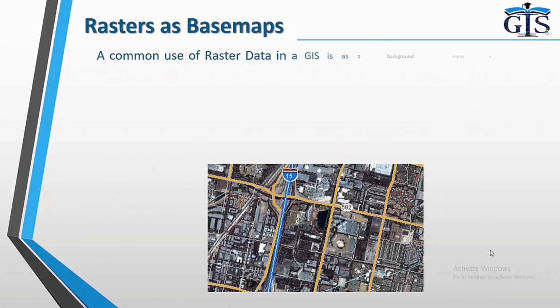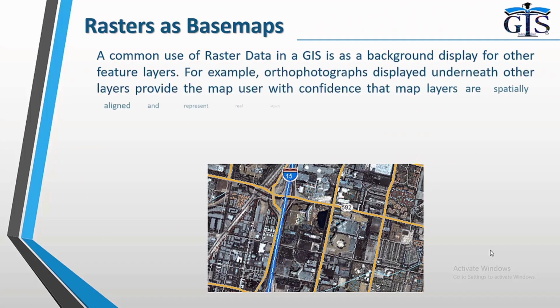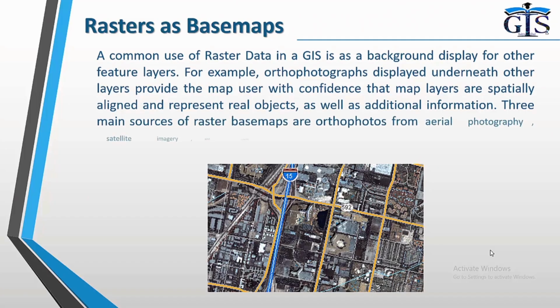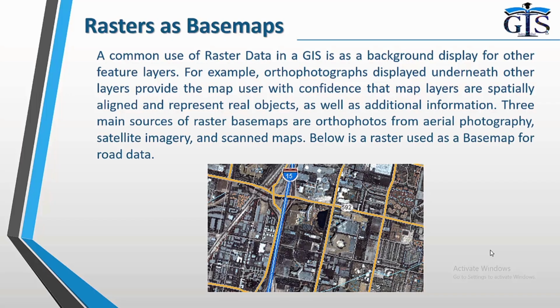Rasters as basemaps. We already have used basemaps many times. A common use of raster data in GIS is as a background display for other feature layers. For example, orthophotographs displayed underneath other layers provide the map user with confidence that map layers are spatially aligned and represent real objects, as well as additional information. Three main sources of raster basemaps are orthophotos from aerial photography, satellite imagery, and scanned maps.